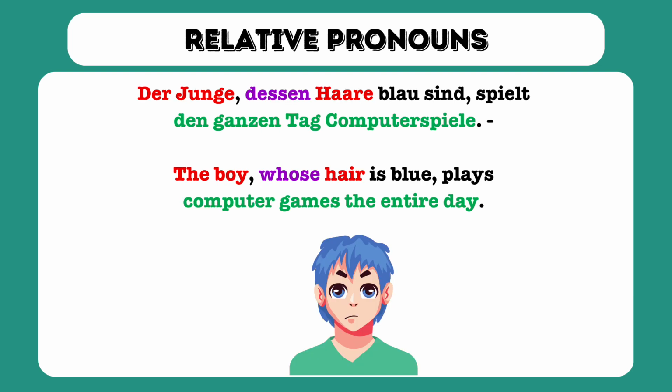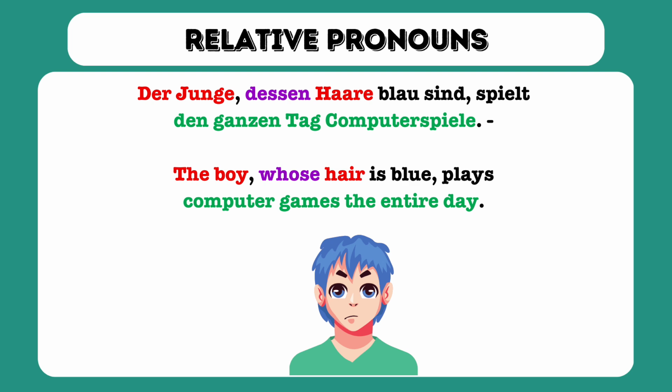For the genitive case, it gets a little weird. So here we have to show both possession and a pronoun at the same time. In this case, we say whose in English, but we say dessen or deren in the German version, based on the gender of the person to whom these things belong. For example, der Junge, dessen Haare blau sind, spielt den ganzen Tag Computerspiele. The boy, whose hair is blue, plays computer games the entire day.